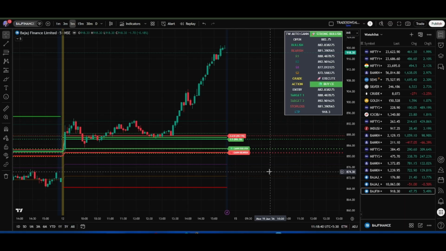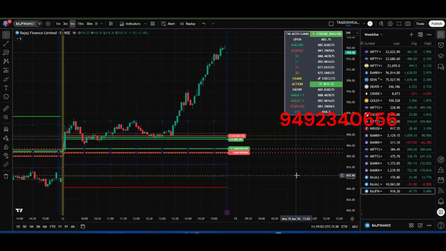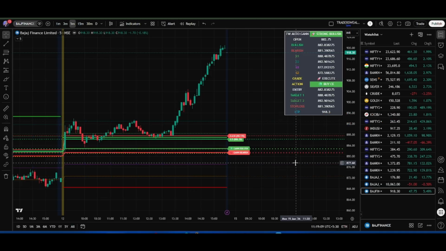I would like to show you the indicator that works so well in Nifty, Bank Nifty, Sensex, or in any stocks. This is called Gann bearish and bullish breakouts and breakdown levels, and after that we have Fibonacci levels. This has been updated with a table where you can find the R1, R2, R3, R4, I mean S1, S2. Also I have given the grade, whether the stock is ready to execute or not. After that, I have given the action, whether to buy a call option or a put option. And then you can also see the entry points are given here.